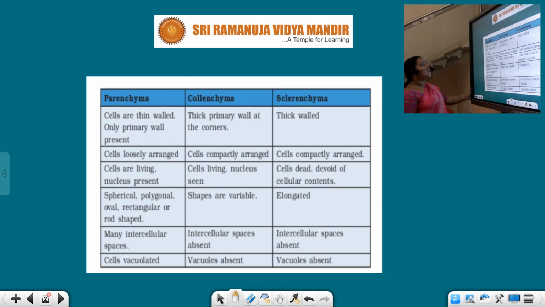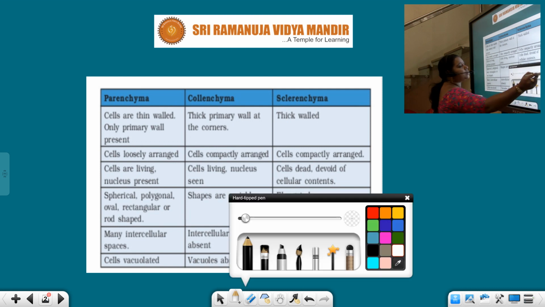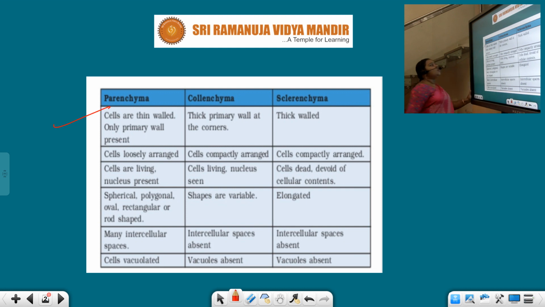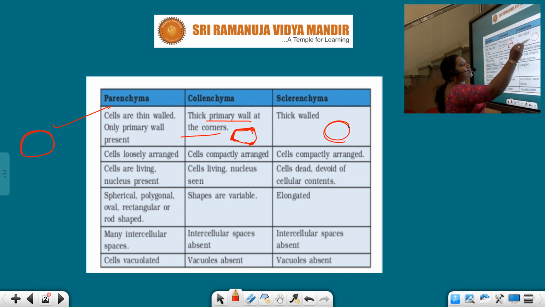Let us see the differences between the parenchyma, collenchyma and sclerenchyma. Here in the parenchyma, students, cells are thin-walled. Only the primary wall is present. Let us assume that this is the cell. The cell wall is so thin, only the primary wall is present. In the collenchyma, there is thick primary wall at the corners. For example, this is the cell, and they will have the thick primary wall at their corners. And in sclerenchyma, the wall is thick.